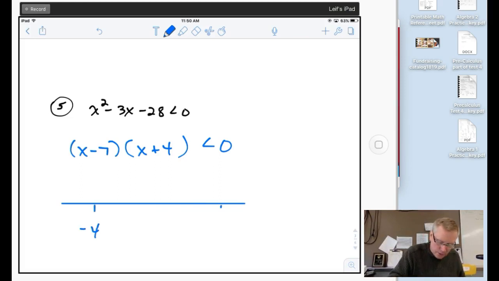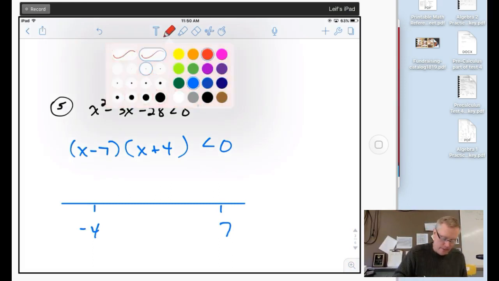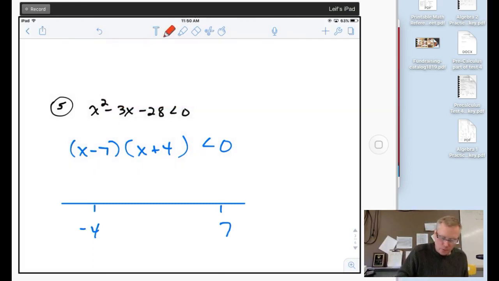Negative 4 over here and 7 over here. Think of it like parentheses. So if I plug in 0, I get negative 7 times 4, which is a negative number. So that's good because I'm looking for the numbers that are less than 0. So that's a good solution.